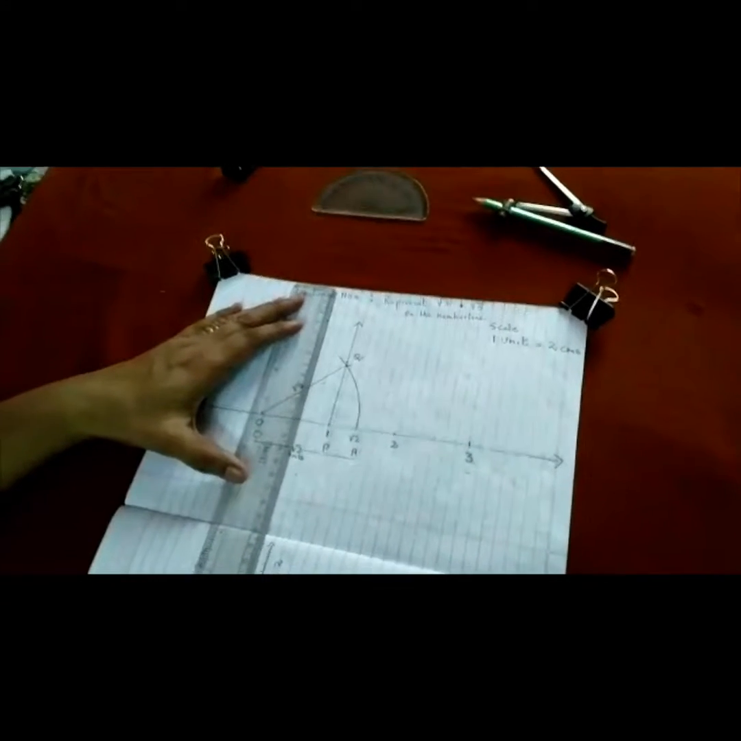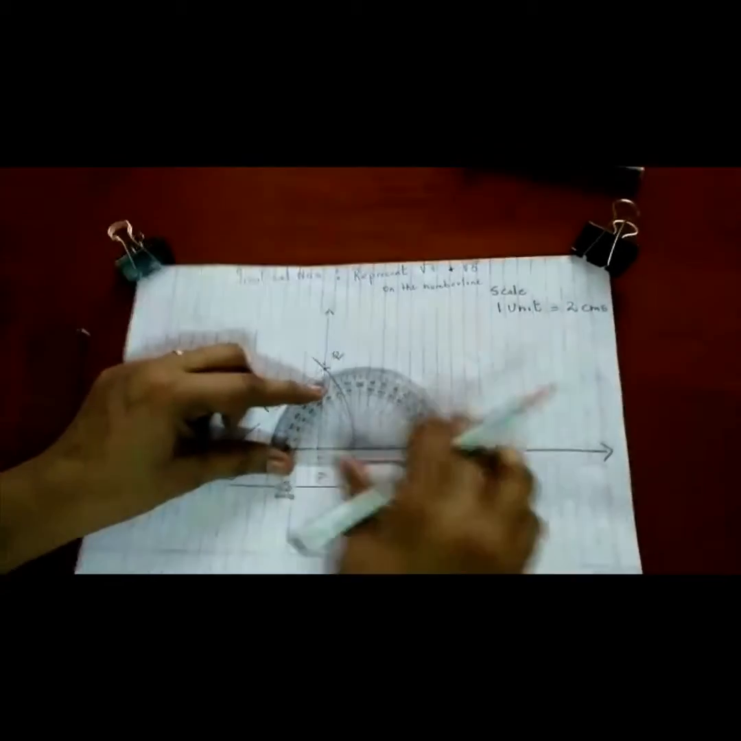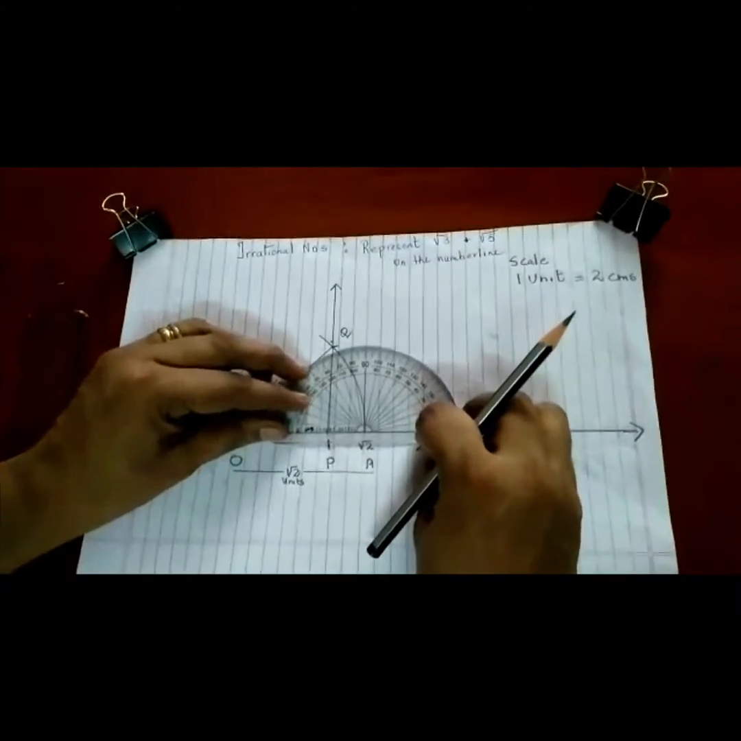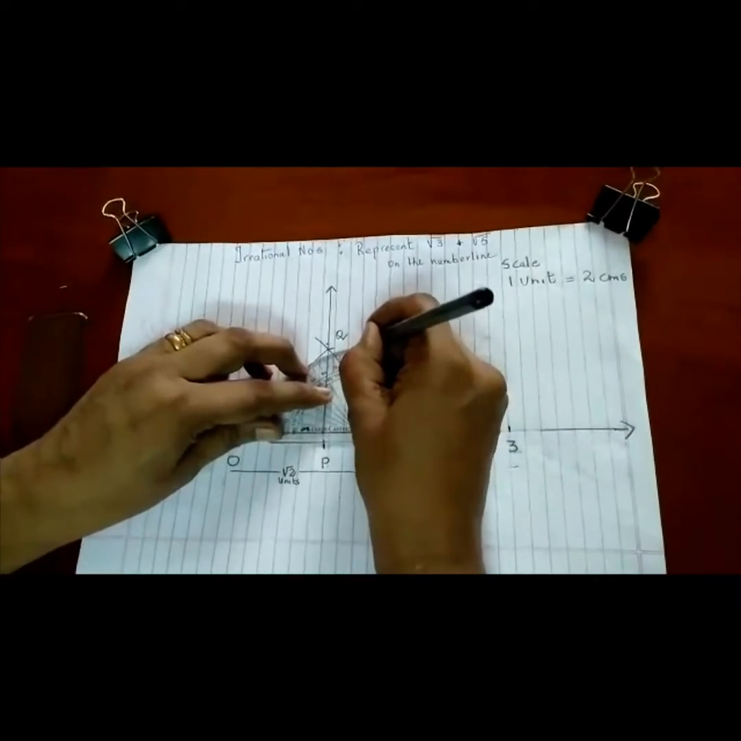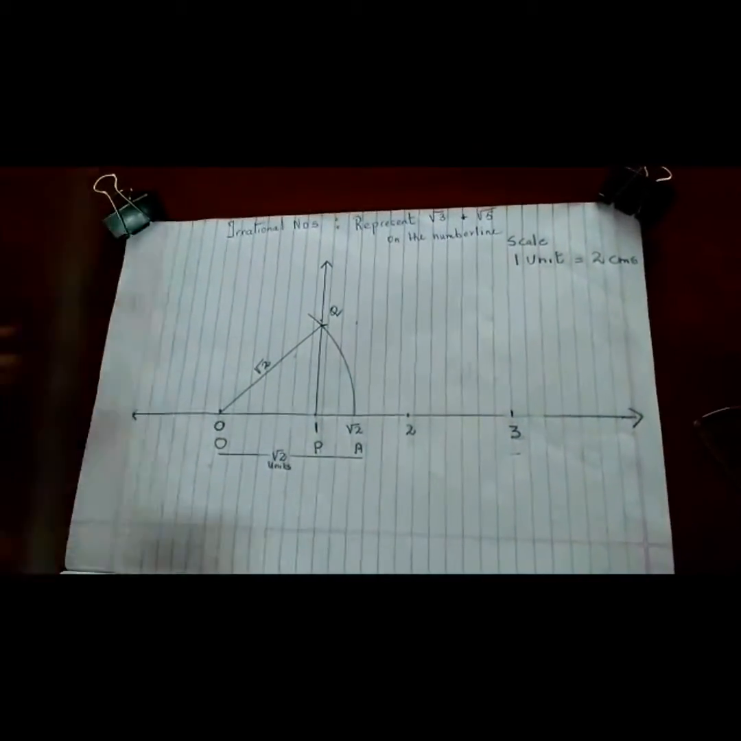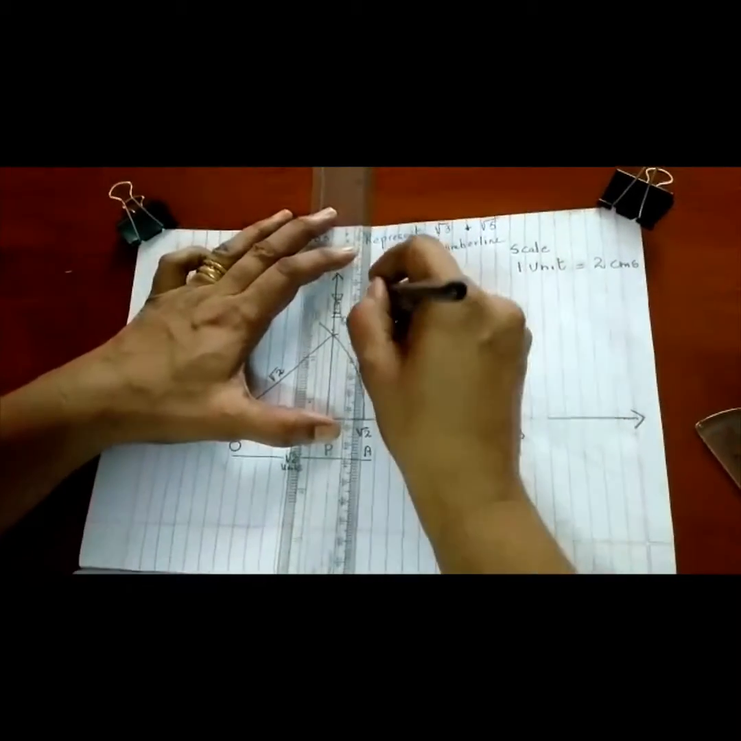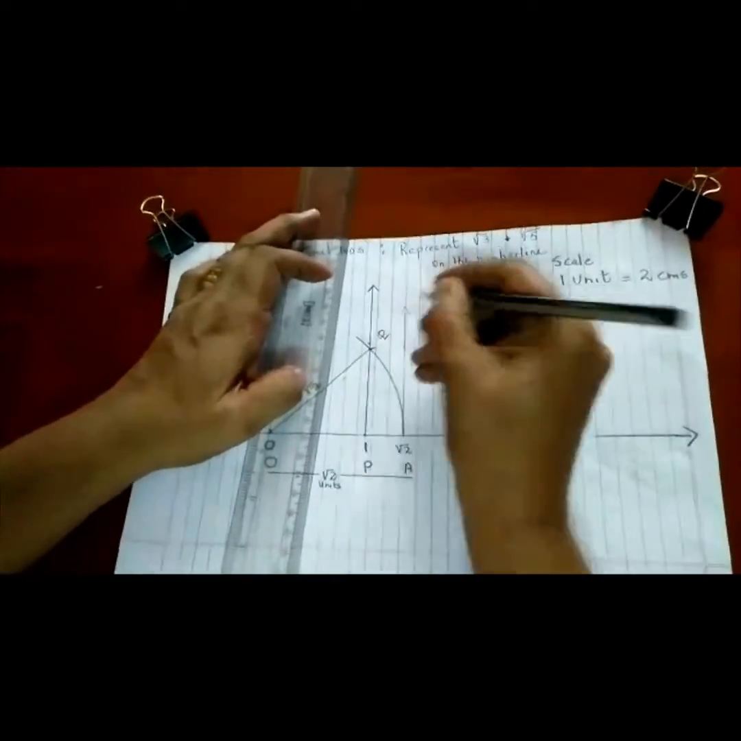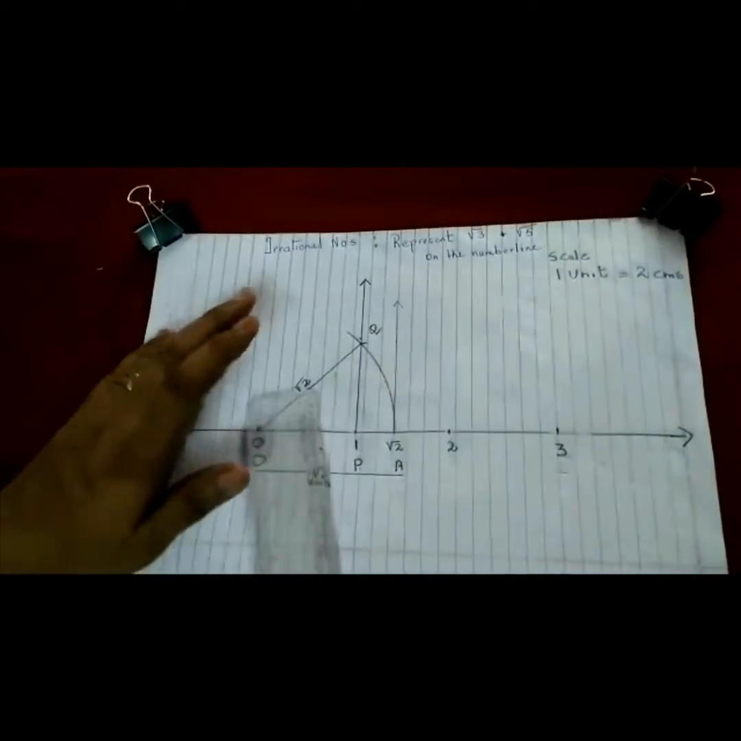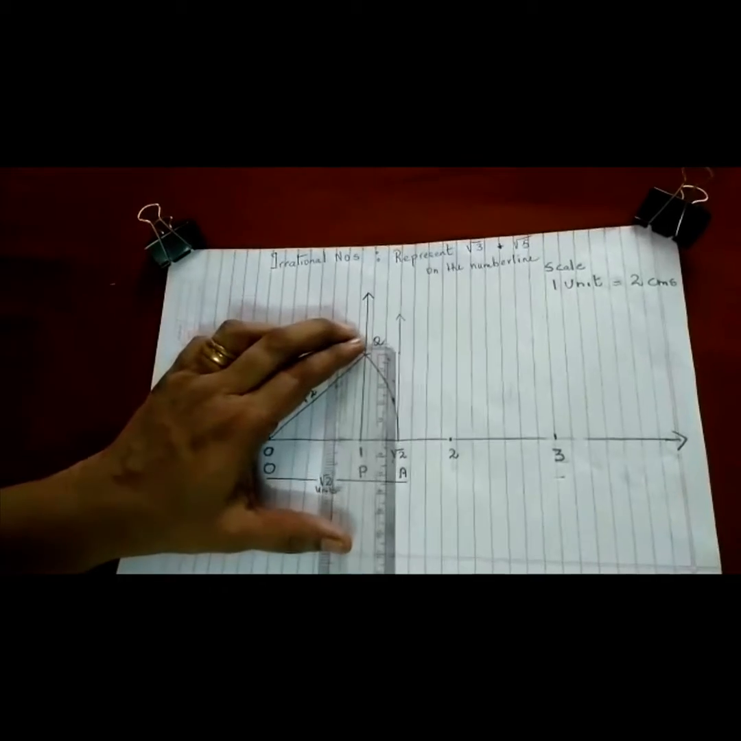Represent root 3 on the number line. At point A, draw a perpendicular with the help of a protractor. Join it with a scale. Now take AR equal to 1 unit, that is 2 centimeters.